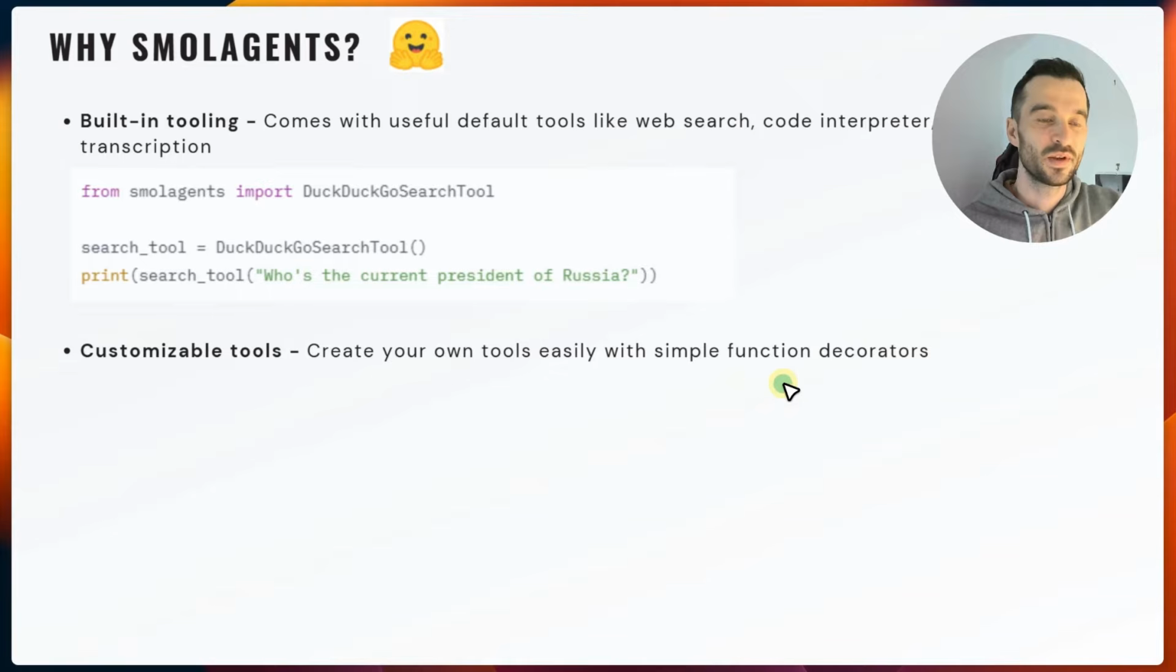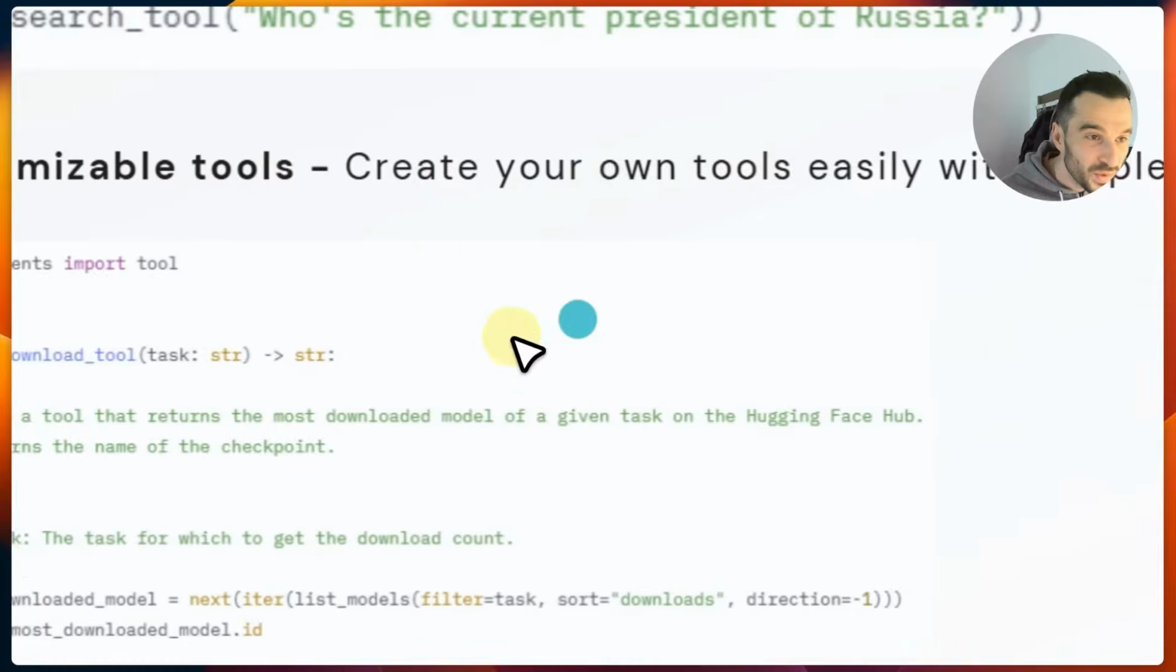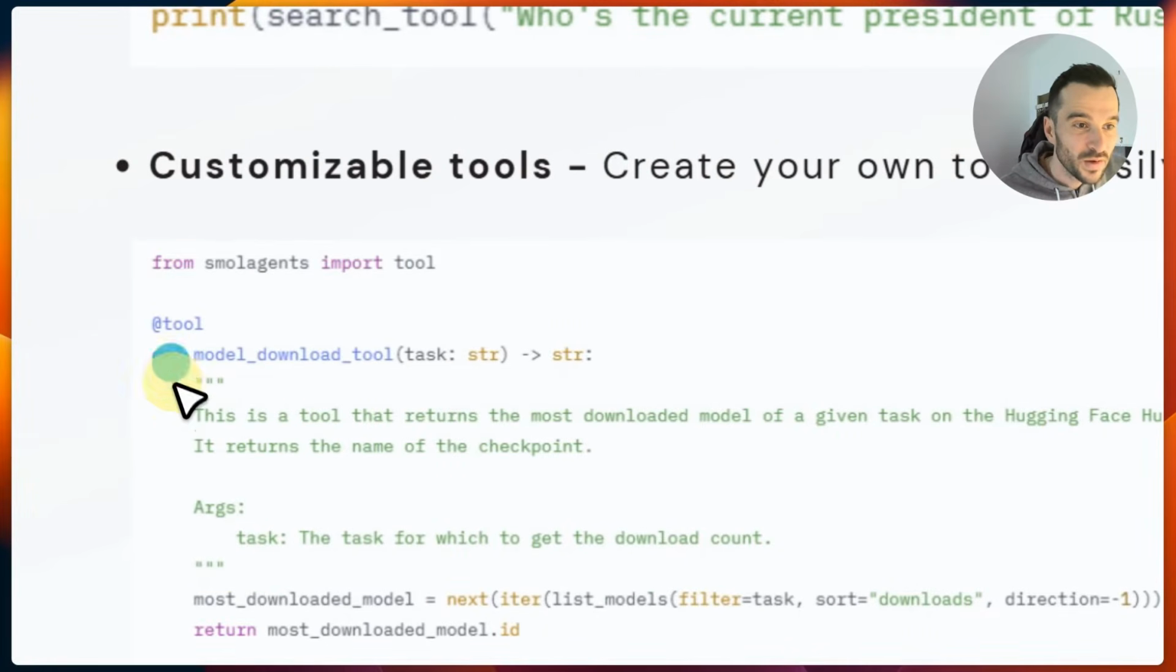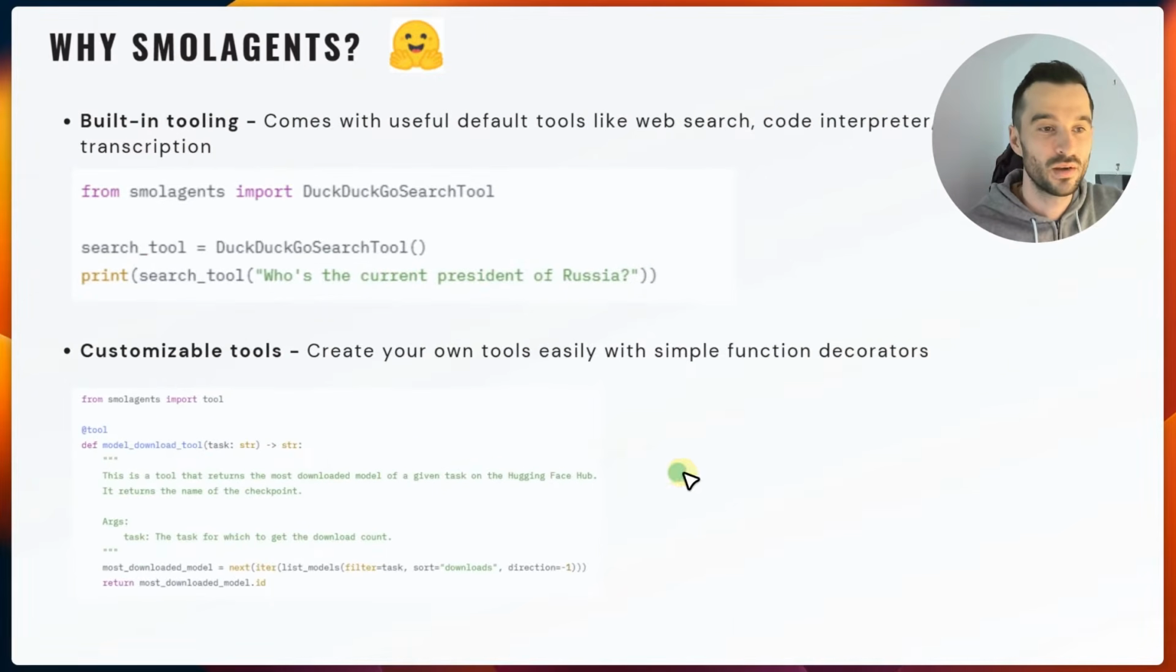And of course, we have the ability to create our own tools. This is really important, and it's actually really simple. With smolagents, we have two approaches. One is with simple function decorators. You can see it here, the tool decorator that we need to place above a normal function, and then next to these descriptions, that's basically all we need to do to create a custom tool.